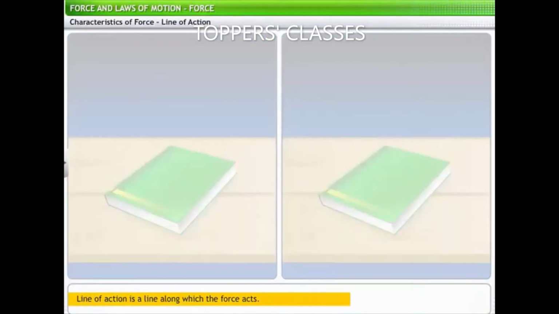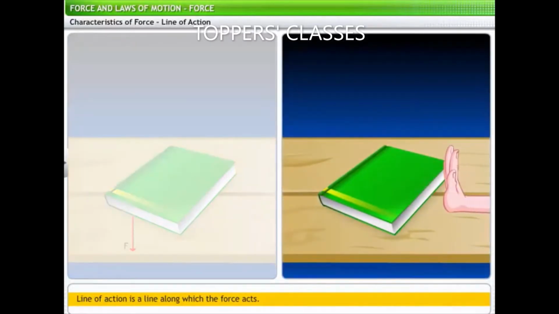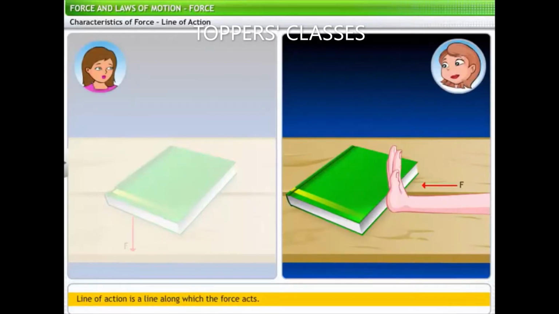Line of action is a line along which the force acts. Consider a book kept on a table. Do you think it exerts any force on the surface of the table? Doesn't look like it, does it? In fact, its weight acts as a force downwards on the table. You can say that the line of action of force is downwards. However, if you try to push the book, you need to apply force horizontally. Therefore, the line of action of the force applied on the book will be horizontal. So, the line of action can be horizontal or vertical.